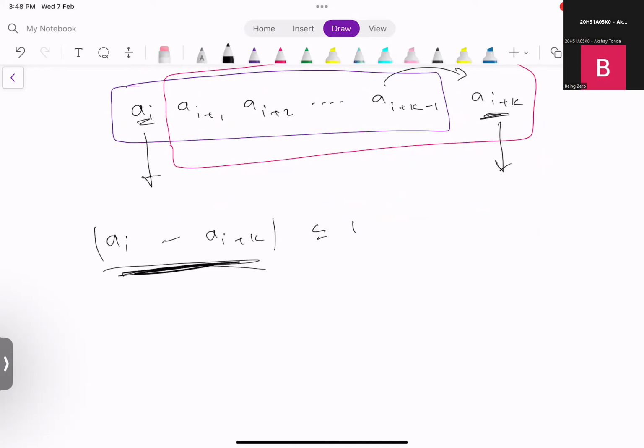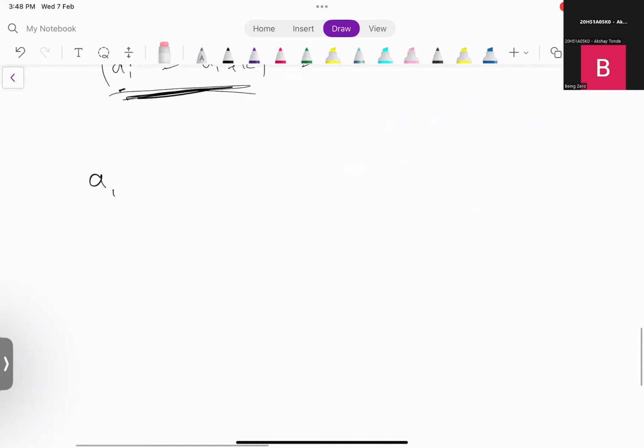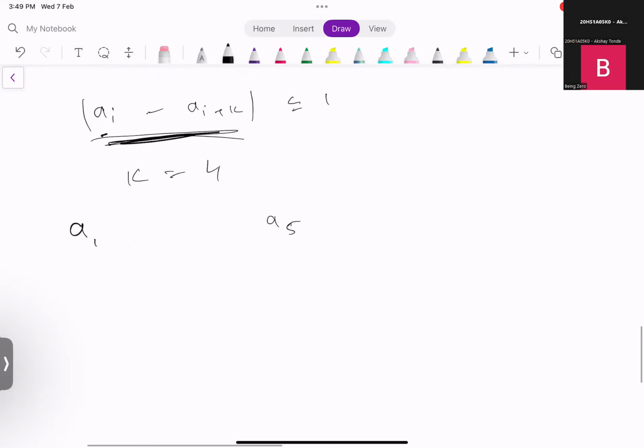Okay. Now, since this is holding true, let's say the k value they have given to us is 4, okay. Now, since they have given k value as 4, we can say that a of 1 will be some number and a of 5, basically a of 1 plus 4, these both numbers should have an absolute difference. So there will be a of 2, a of 3, a of 4 in between, right?